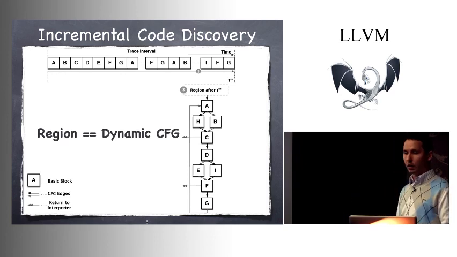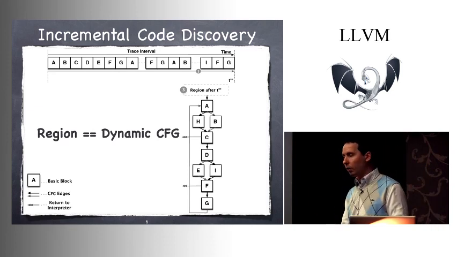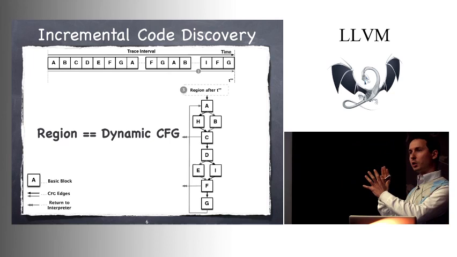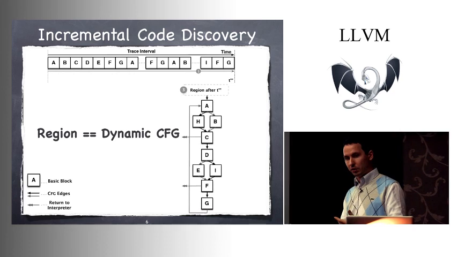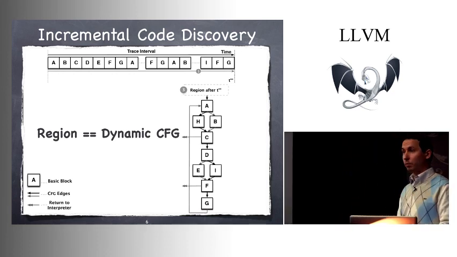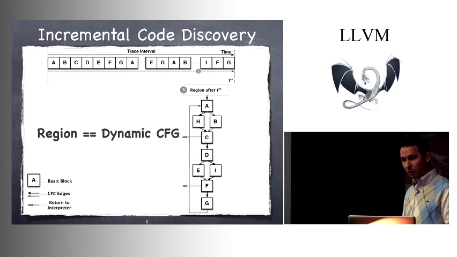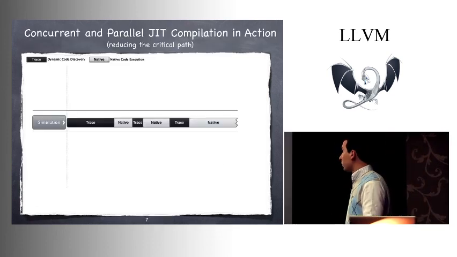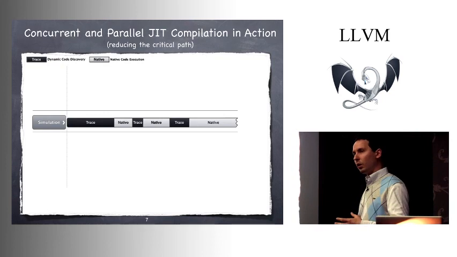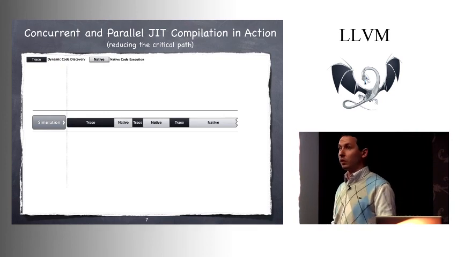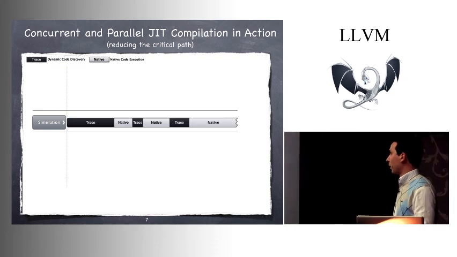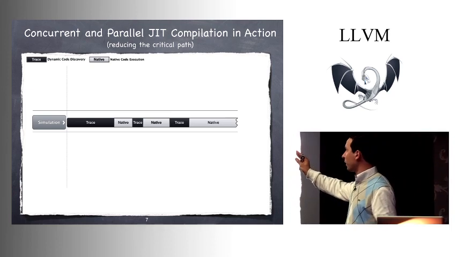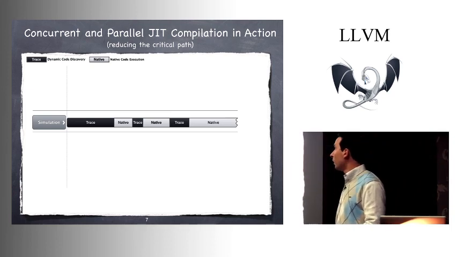Now once we've discovered regions and picked out frequently executed code, how would we go about compiling? The first bit is how we discover hotspots, and the second bit is how we compile them quickly into highly optimized code. For that, here's a running example where I can show you the benefits of using this concurrent and parallel JIT design in order to reduce this critical path. Let's assume we're running a single-threaded application, simulating it in our instruction set simulator.